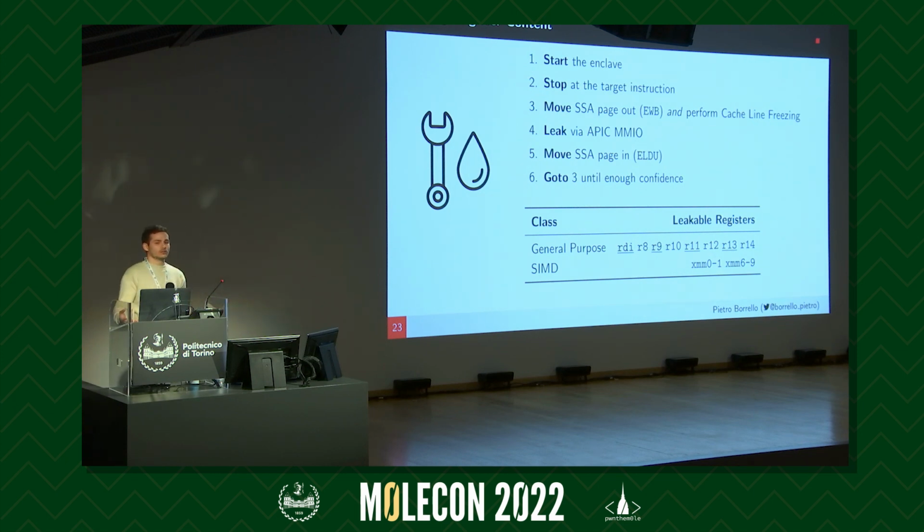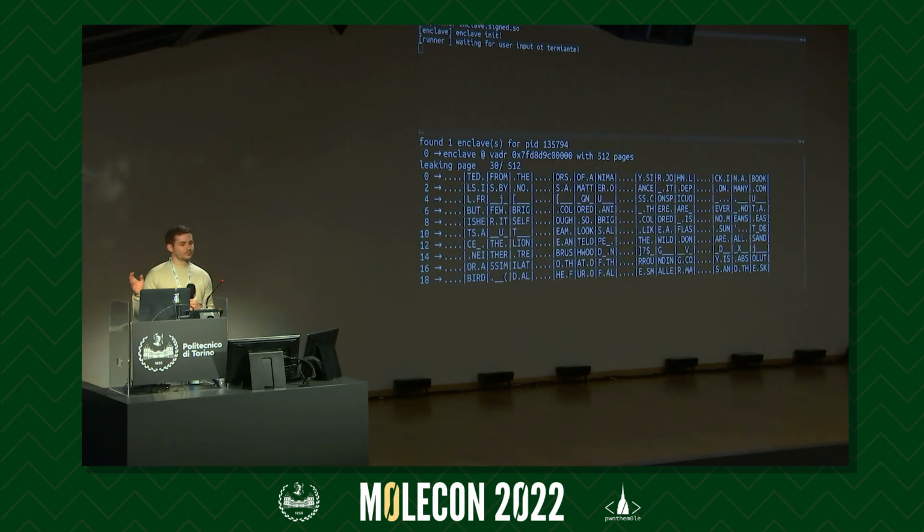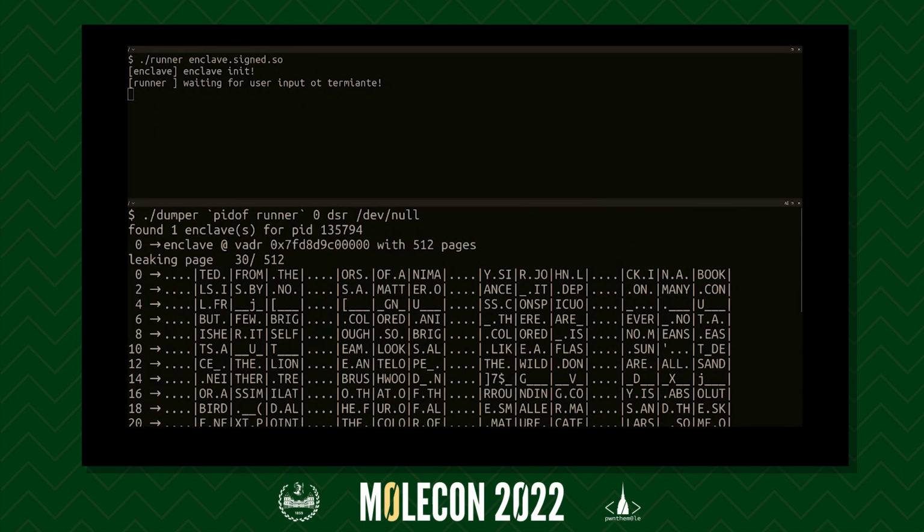So we can leak all those registers. And we want to see this in practice, I would say. Here, we have an enclave, and we just start it, and then we dump it. That's it. What is happening here? OK, this was very fast, but what is happening here?